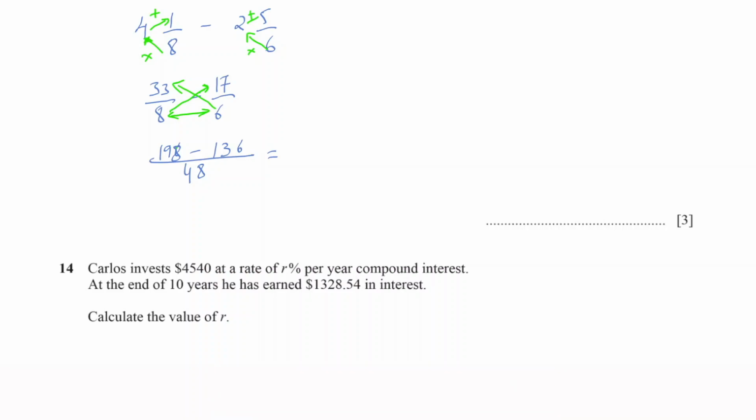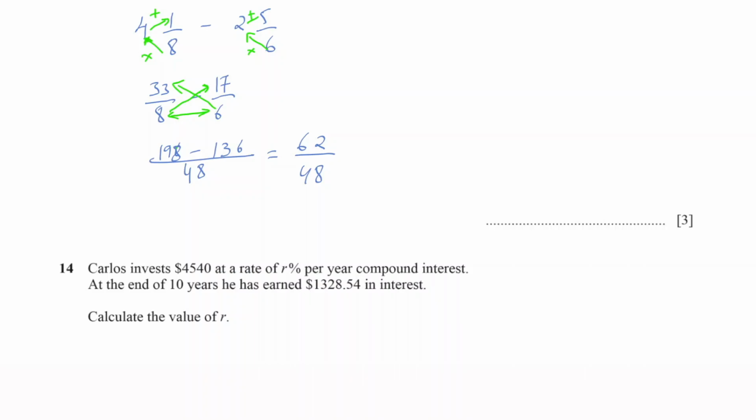You can use a calculator for 17 times 8 and 33 times 6. They just want you to do the steps without a calculator. Multiplication, another thing, 8 times 6, if you don't know, you can use a calculator. So 198 minus 136, that also you can use a calculator: 62 comes over the top, divided by 48. This will not be the final answer, because we know it needs to be reduced further.